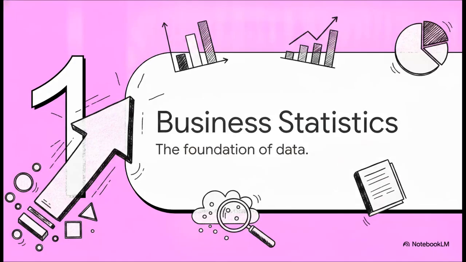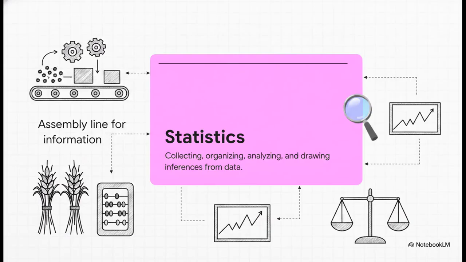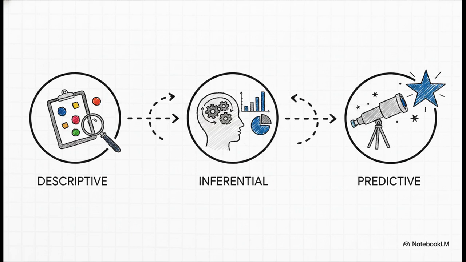Okay, jumping right into Section 1, what is business statistics? The absolute foundation of data. So, simply put, statistics is the process of collecting, organizing, analyzing, and drawing inferences from data. It's basically an assembly line for information. And hey, this isn't some new tech-age fad, right? From ancient Egyptians tracking crops to modern stock market analysis, statistics has always been our ultimate tool for making sense of the world. It really boils down to the 3 pillars of statistics.